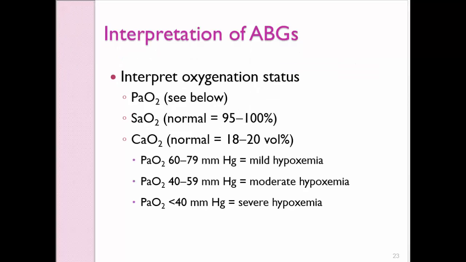We've been practicing interpretation of the ABGs, and so I would recommend that you do some more practice on the software provided in the classroom or in the computer lab. The PaO2 has different ranges as far as hypoxemia is concerned. So from 80 to 100 is normal oxygenation. PaO2 of 60 to 79 is mild hypoxemia. 40 to 59 is moderate, and less than 40 millimeters of mercury is severe hypoxemia. And of course, we want the saturation to be normal, greater than or equal to 95%. The CaO2, now which includes the hemoglobin value, should be 18 to 20 volumes percent.